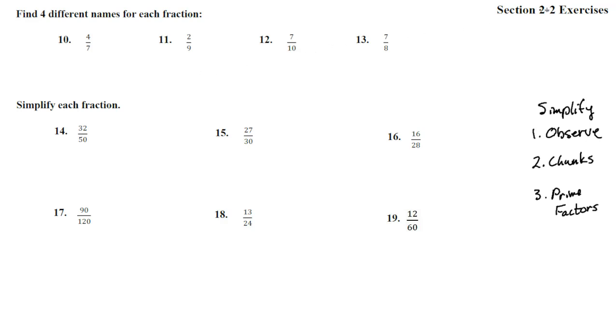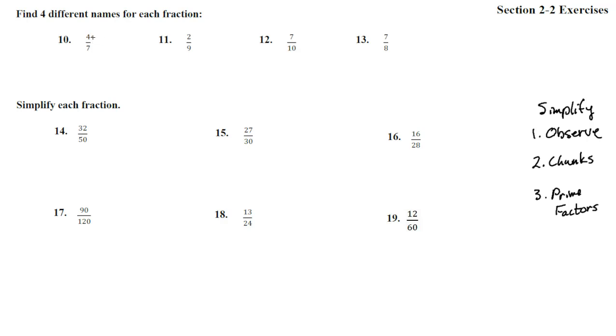Here we are in section 2-2 exercises 10 through 19. So here on numbers 10 through 13, it says find four different names for each fraction. So we're going to take 4/7 and we get a different name for the fraction by timesing it by 1.